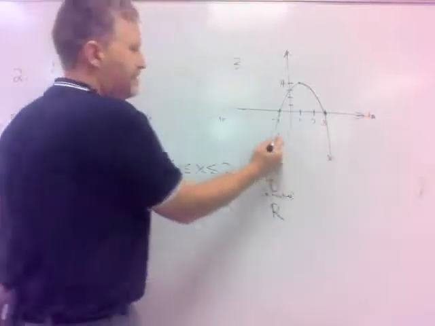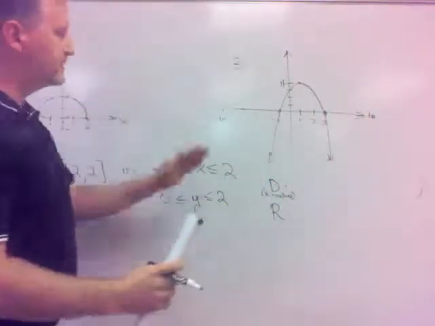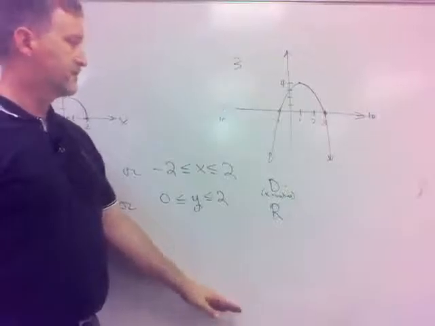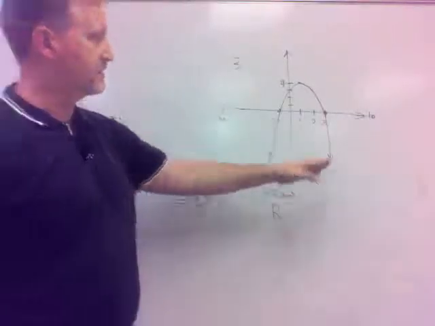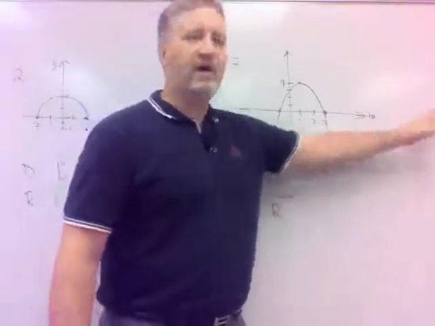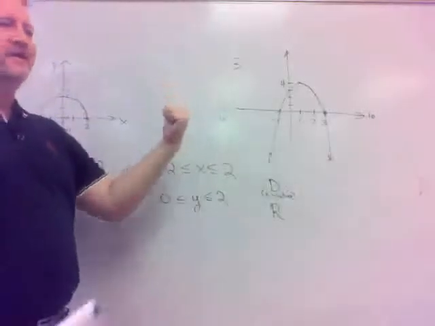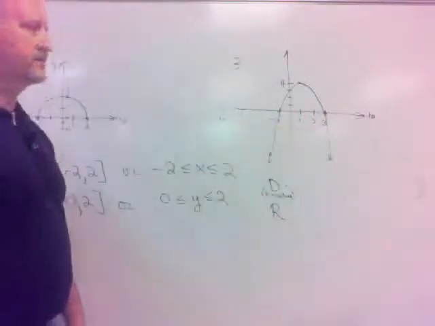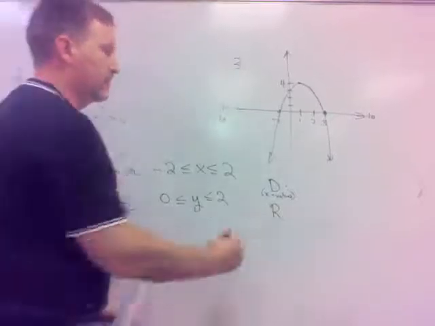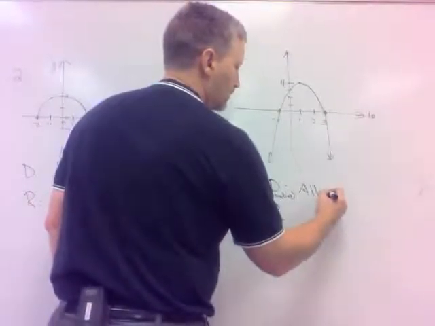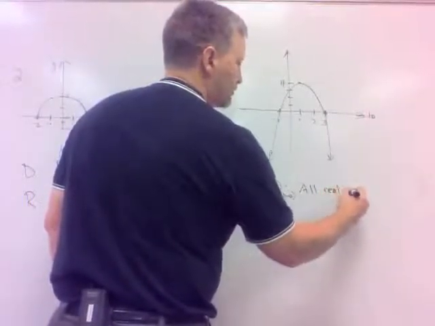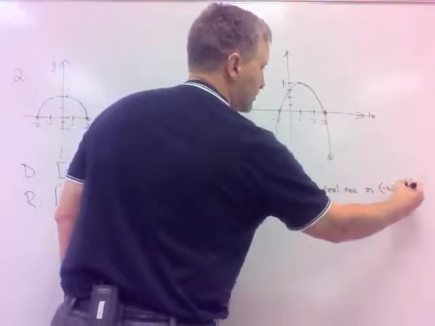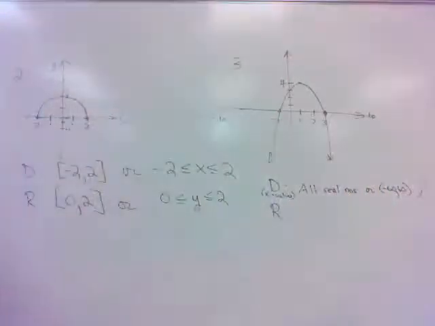Well, this graph is angled out, and so there is going to be a part of the graph eventually, way down here, that's associated with this x value of negative 10. Same thing for positive 10. Same thing for positive 100, negative 100. Any x value has a point associated with it. So that's all real numbers, okay? Or negative infinity, positive infinity. Okay?